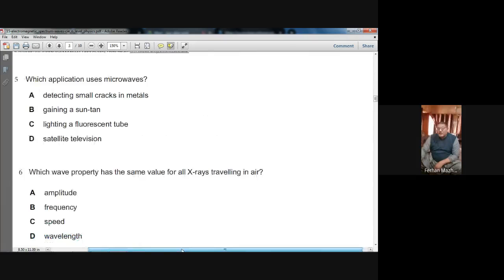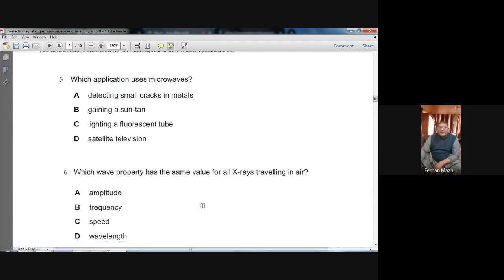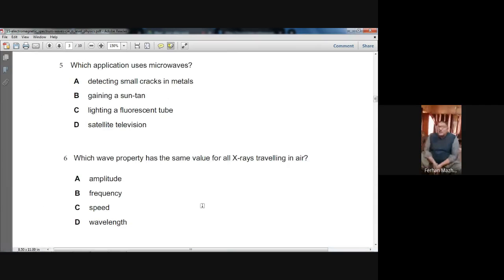Question number 5. Which application uses microwaves? Detecting small cracks in the metals? No. Gaining a suntan? No. Lighting a fluorescent tube? No. Satellite television? So what's the choice? Satellite television. D is the right option.